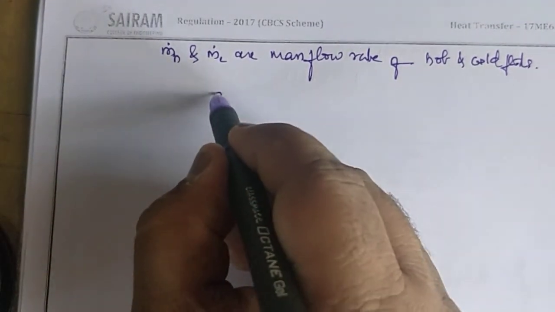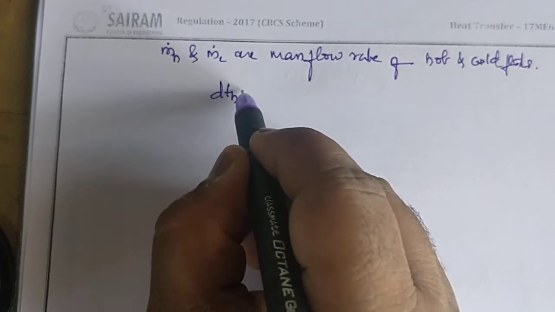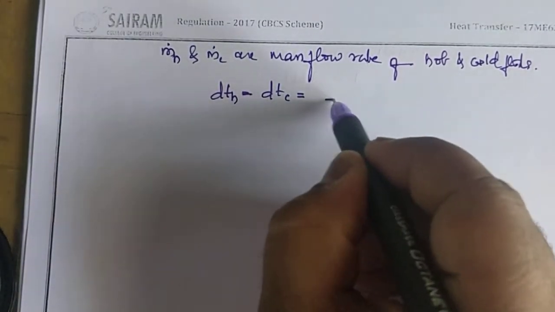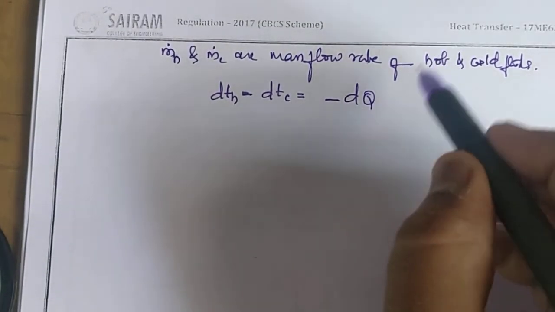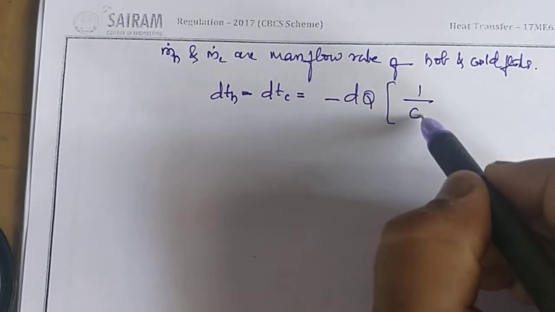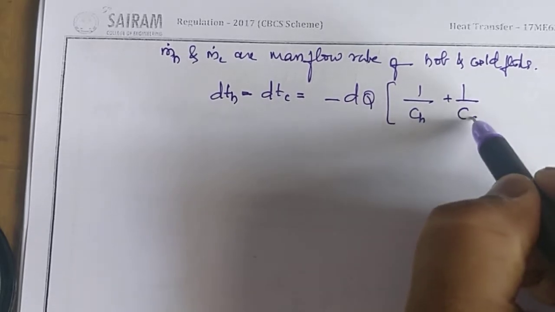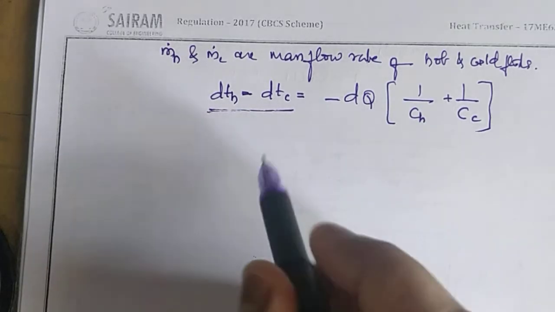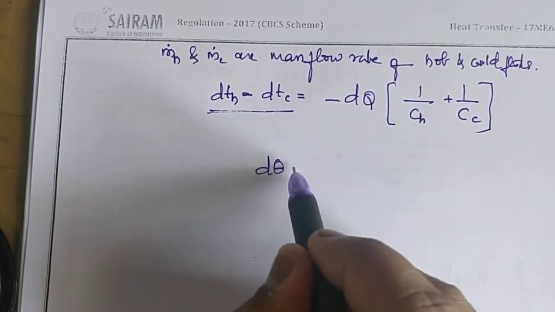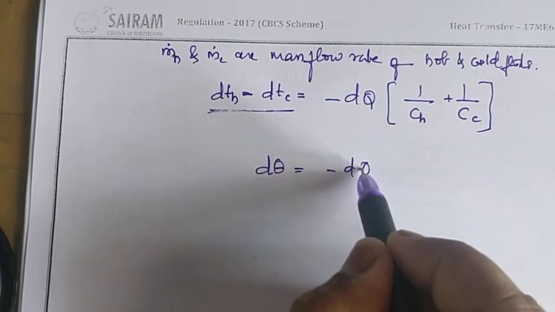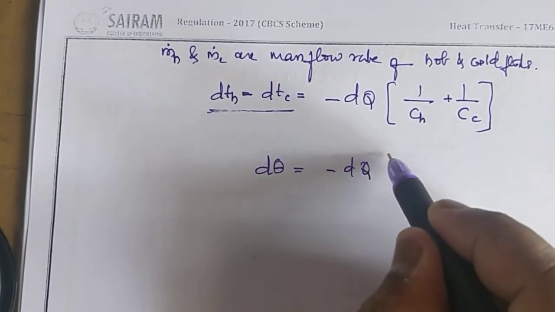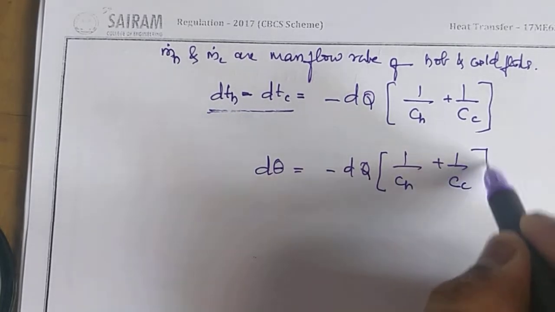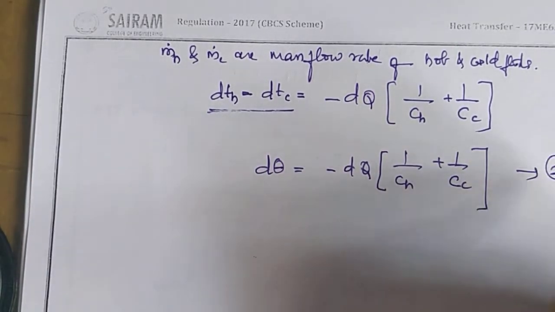Next, dTH minus dTc, we can write as minus dq, common if you write twice, so it becomes 1 by CH plus 1 by CC. Again this term we call d theta, so d theta is minus dq times 1 by CH plus 1 by CC. This is the equation we named as 2.